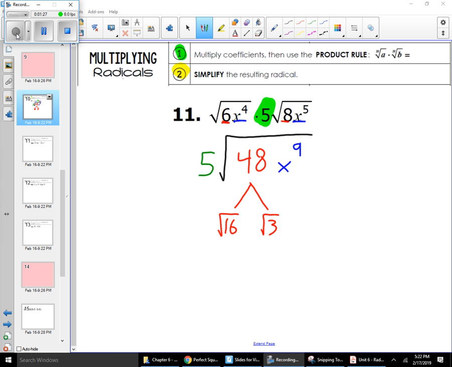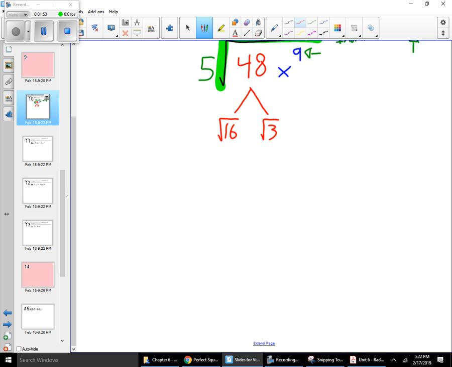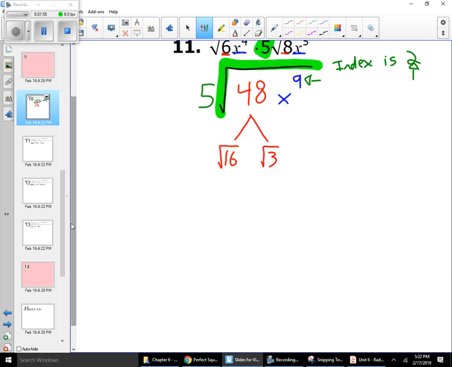Unfortunately, for x to the 9th, we have to play a bit of a middle school game. So when we're thinking about this radical, this is a square root. We never write the index, but that index is 2. So in order to simplify a radical when we have variables involved, we have to think about that index. How many times does 2 go into 9? Well, 2 goes into 9 4 times. So 4 of those x's are going to come out.